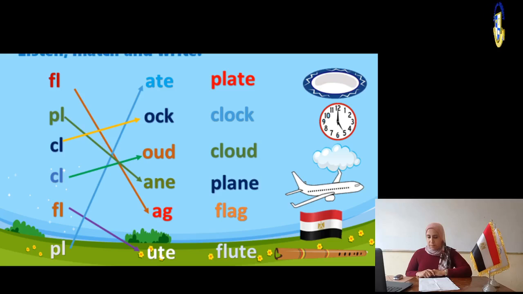Page 17. You're going to find the exercise: listen, match, and write. Here, the first picture, plate. Second picture, clock. Picture number 3, cloud. Picture number 4, plane. Picture number 5, flag. Picture number 6, flute.